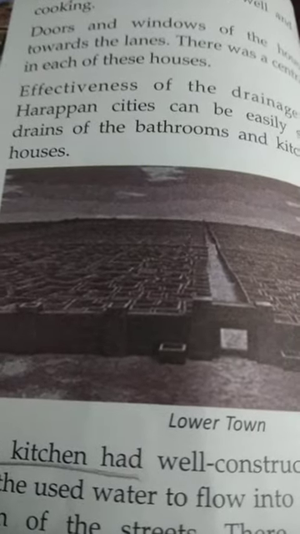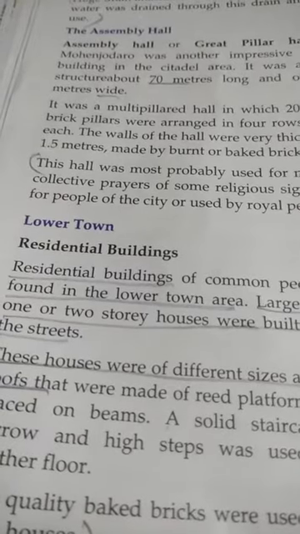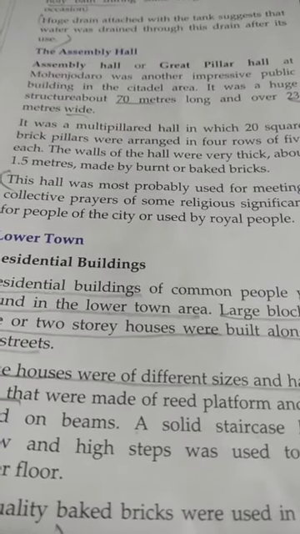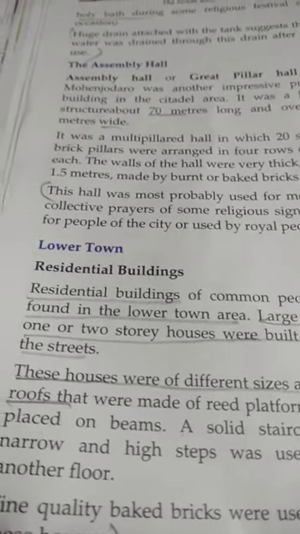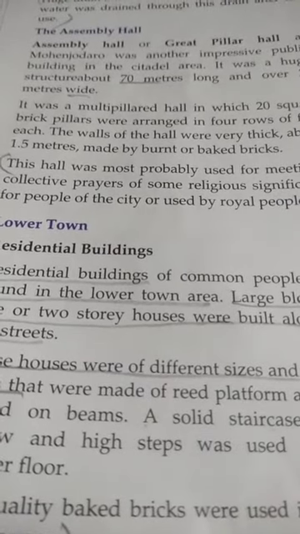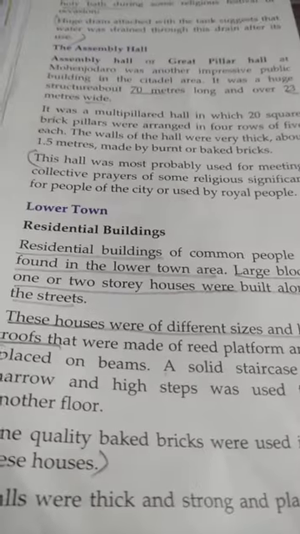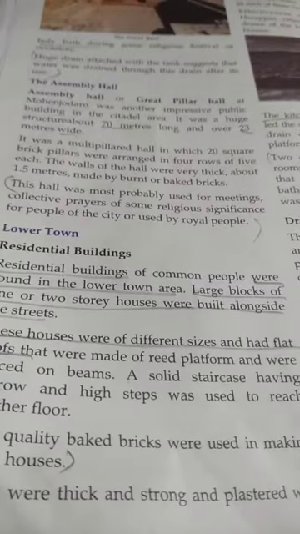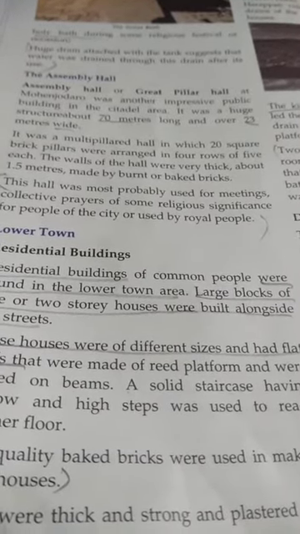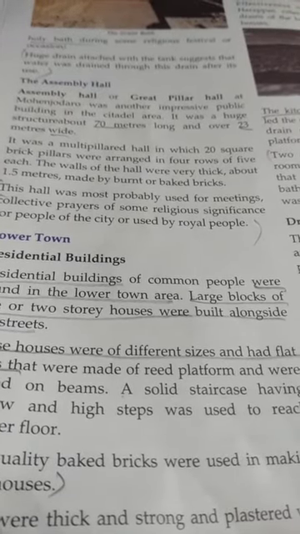Look at this picture. This is the picture of lower town. The houses of the common people were found in the lower town area. Large blocks of 1 or 2 story houses are built on both sides of the city streets. These houses were of different sizes and had flat roofs, and fine quality baked bricks were used in making these houses.